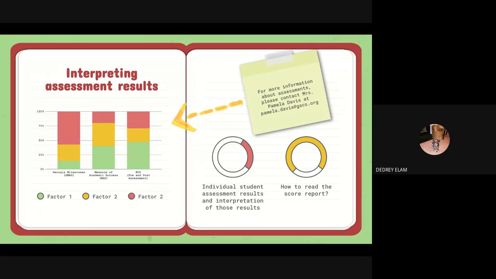Ms. Davis, if you can discuss with our parents how to interpret the results and how to read the score report. And if you're needing additional information about anything having to do with assessments, whether they're state, local, or alternative, you can also reach back out to Ms. Davis, and I've included her email address so that you can contact her for further information.